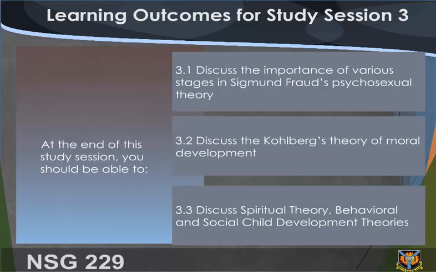Learning outcomes. At the end of this study session, you should be able to: 1. Discuss the importance of various stages in Sigmund Freud's psychosexual theory. 2. Discuss Kohlberg's theory of moral development. 3. Discuss spiritual theory, behavioral and social child development theories.